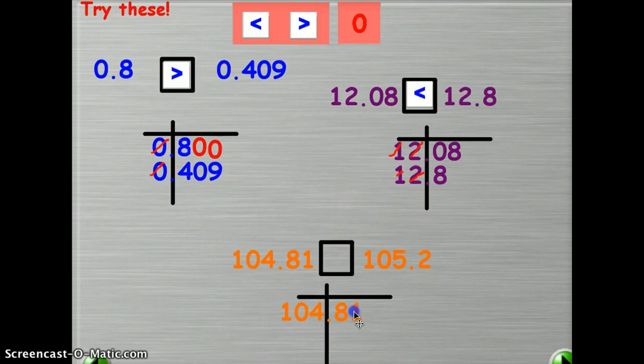For my last example, I'm going to write them in the T-chart. I'm going to cross off the numbers that they have in common starting from the left. They share a 1 in the hundredths place. They share a 0 in the tenths place. Now their next place value, the ones place, has different numbers. There's a 4 here and a 5 here. I know that 4 ones is less than 5 ones, so 104 and 81/100 is less than 105 and 2/10.